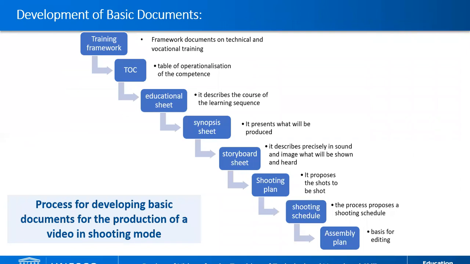Now, development of basic documents. We have the training framework, a framework document on technical and vocational training. The TOC, which is the table of operationalization of the competence. The educational sheet, which describes the course of the learning sequence. The synopsis sheet, which presents what will be produced. The storyboard sheet that describes precisely in sound and image what will be shown and heard.